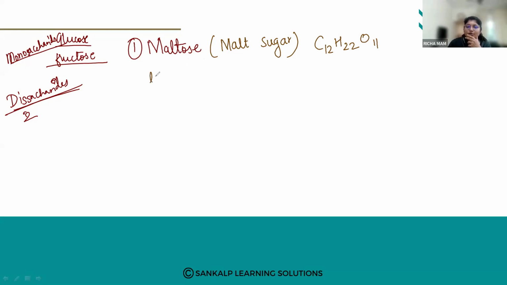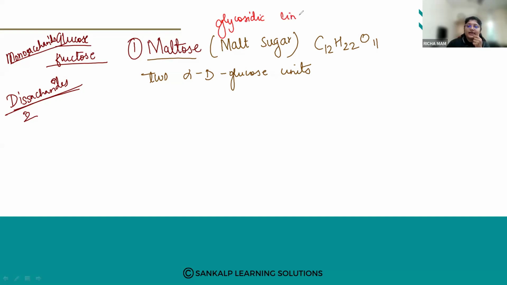Now, what does maltose consist of? It consists of two units of alpha D glucose. Okay, now how is the linkage present? The disaccharide consists of one special type of linkage, and this linkage is called the glycosidic linkage.